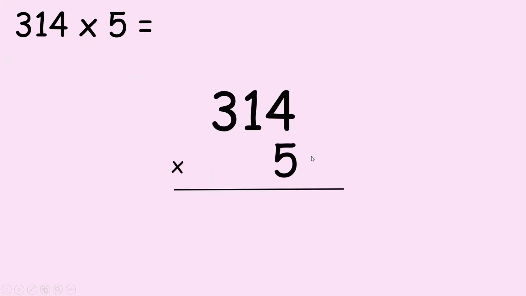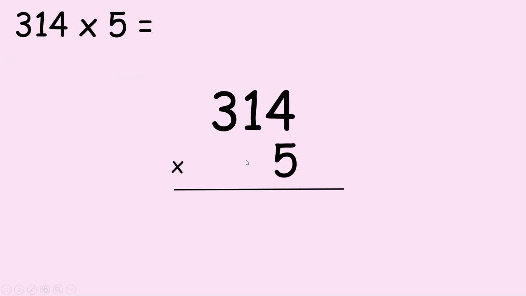Today we are going to be looking at completing a short multiplication question. Now some of you may know this as column multiplication because that's what it looks like, but we initially call it short multiplication. So we are going to look at 314 times by 5. When we write this down, we put 314 on top and we are multiplying it by 5, so we write 5 underneath.